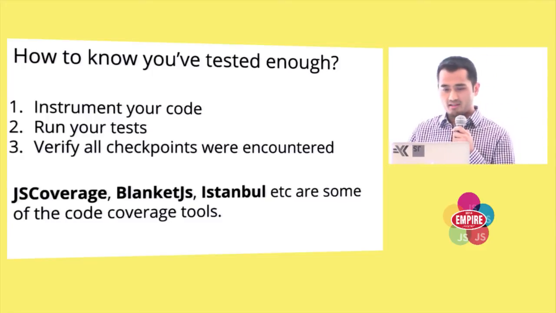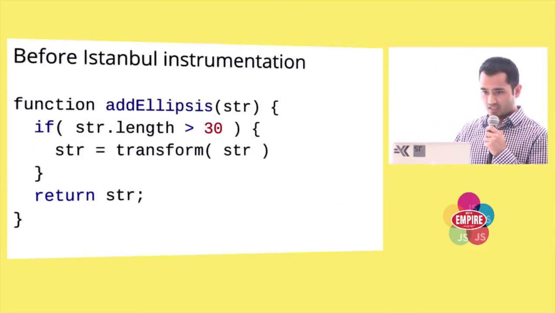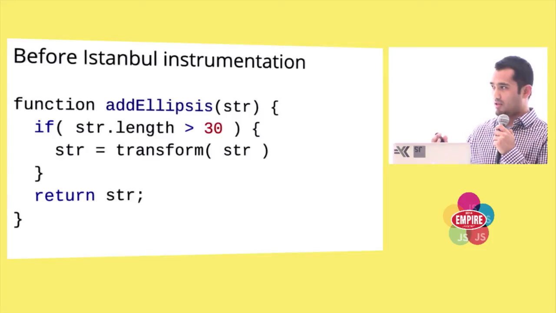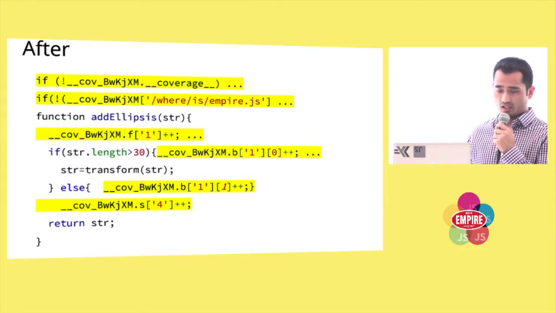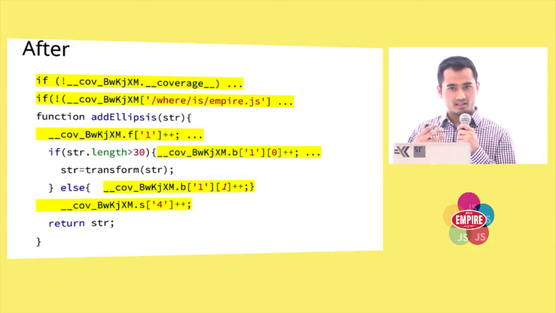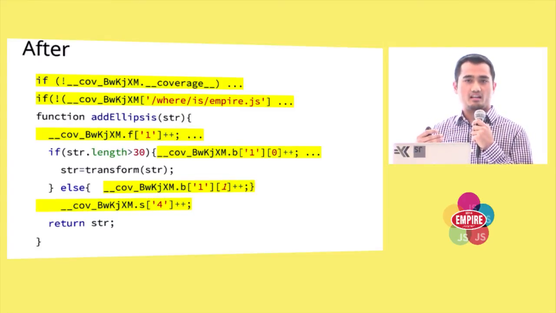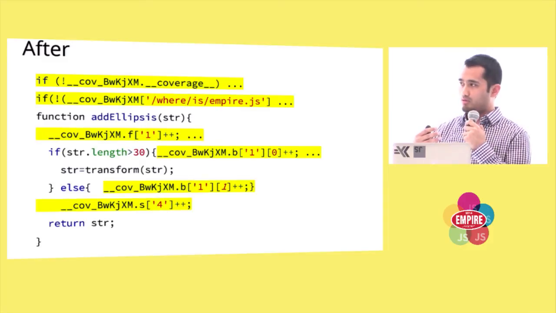Now let's take a look at what Istanbul actually does with your code. So this is a piece of code before being instrumented. I'm just adding ellipses to strings that are longer than 30 characters. And after instrumentation, it would look something like this. Before the function call, there is some sort of global map being set to keep all the analytics report. And then inside the function, every single line of my code has been wrapped with some more code that gathers some metadata and puts it in that global data.